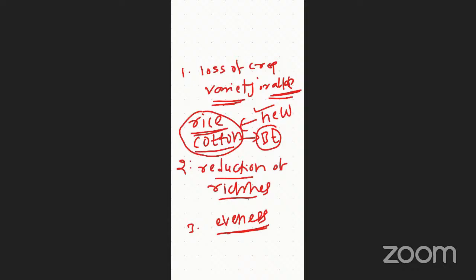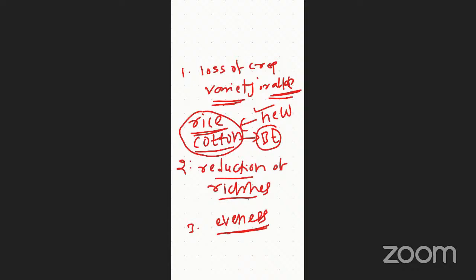What happens if the rice or cotton is lost, meaning this crop system disappears? If the crop disappears, the group of plants disappears. If the plants disappear, each and every plant has some of the genes.